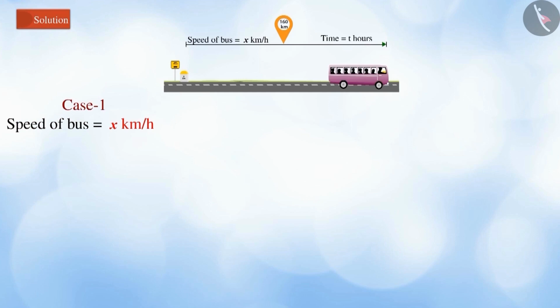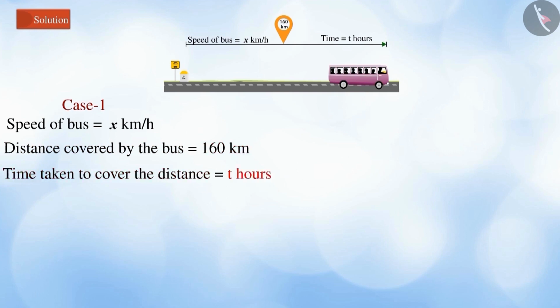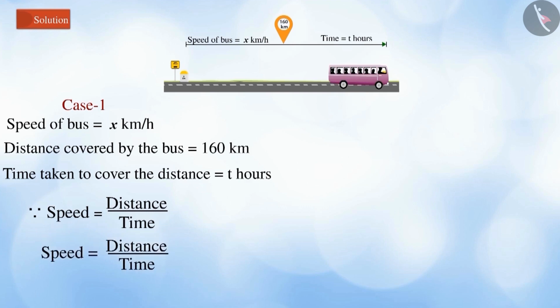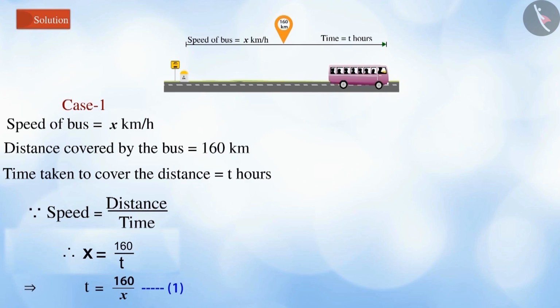Let the speed of the bus be x kilometers per hour. The total distance covered by the bus is 160 kilometers. Let the time taken by the bus to cover the distance be t hours. Since we need to find the equation for speed of the bus, let's represent it in the following manner. Speed x would be equal to 160 by t, or we can write it as t is equal to 160 by x, which is represented by equation 1.